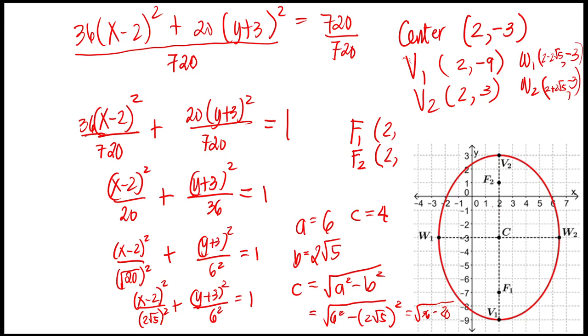Yung foci natin, yung y vertex nila, distance is c but c is 4. So, ito ay C. Ito din ay C. So, plus minus C lang ulit tayo dun sa Y ng center. Ang Y ng center ay negative 3. So, for focus 1, nasa baba siya. Negative 3 minus 4, that is negative 7. For focus 2, nasa taas. So, mag-a-add tayo ng 4. Negative 3 plus 4, that is positive 1.